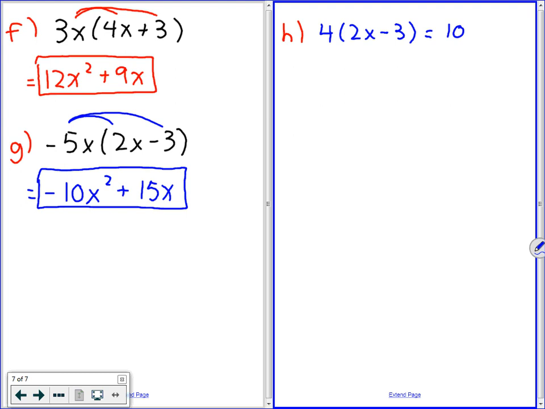This one right here. Yeah. So tell me what to do. You multiply it by 2x. Yeah. So 4 times 2x is 8x. So 4 times 2 is 8, and the x stays. Then you do 4 times negative 3. Yeah, which is?